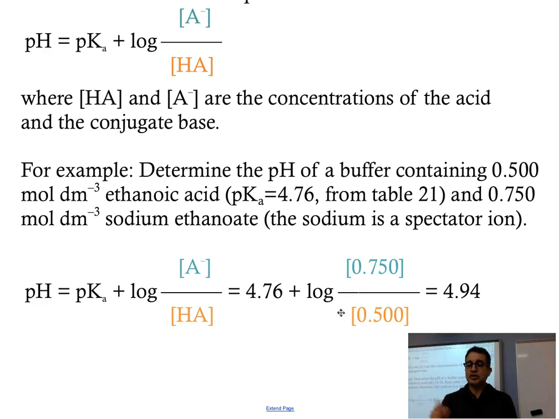And the ethanoate, we have the concentration of that, so all we need to do is place this into the proper places. The base goes on the top, the acid goes on the bottom, and when we calculate the logarithm base 10 of this fraction, and we add it to 4.75, we get that the pH of this particular mixture is going to be 4.94. So that pH is going to stay relatively close to that value when you add small amounts of hydrochloric acid, sodium hydroxide, or any other substances.